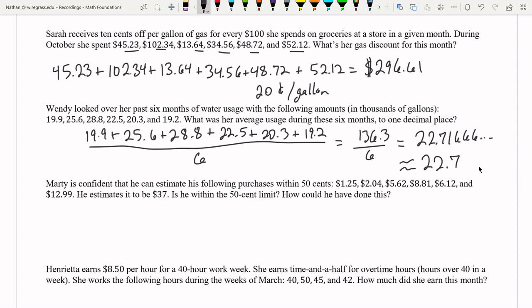And why is this useful? Well, if she knows how much it's going to cost per thousand gallons, she can put this into her budget and estimate the cost, so that she has a flat cost every single month to put towards her water bill for each month.